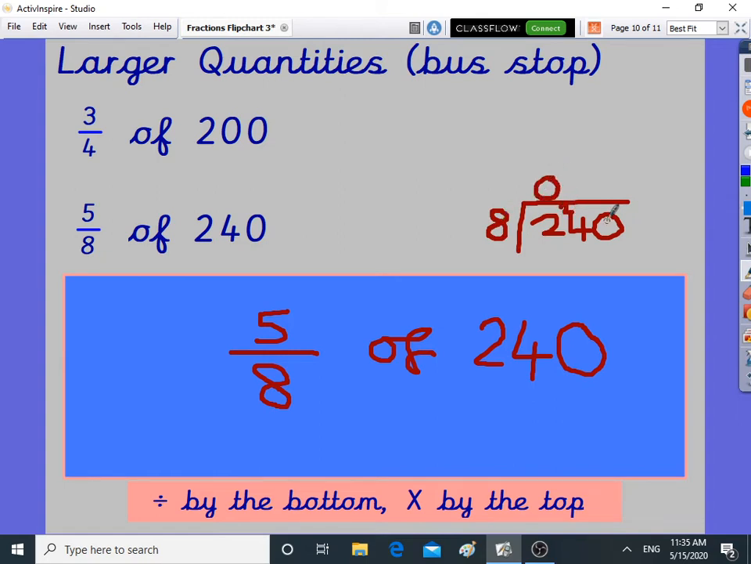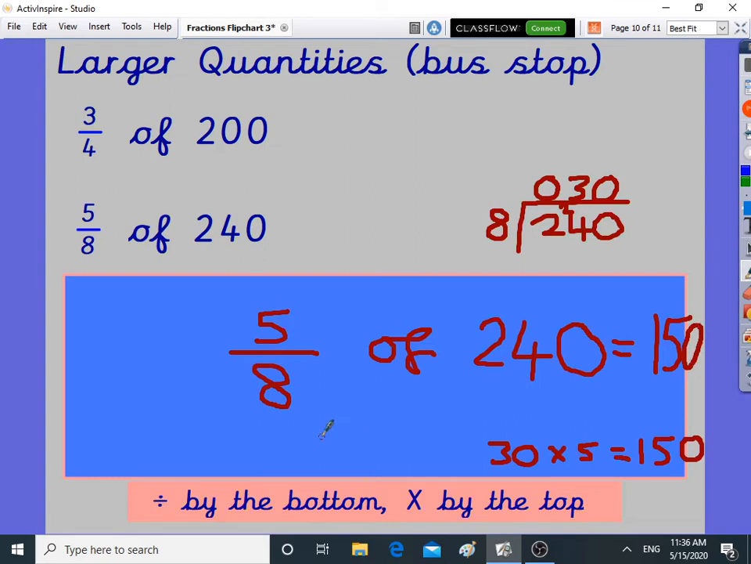How many 8s in 24? 8 and 16, 24 is 3. And a 0 is 30. But I'm not done yet. That was just 240 divided by 8, and that was 30. That's what 1/8 would be worth. But I've got to do 30 times 5 to get the final answer. Times tables in disguise, we call this, because it's 3 times 5 in disguise. 15 and a 0. This one's 150 as well. 5/8 of 240 is 150. Don't worry, they're not all 150. It would be easier if they were.